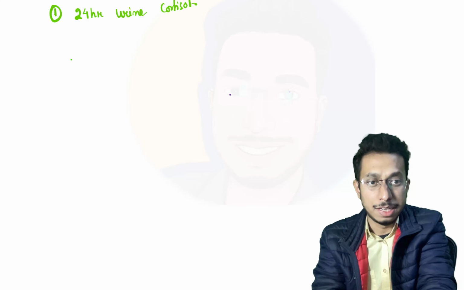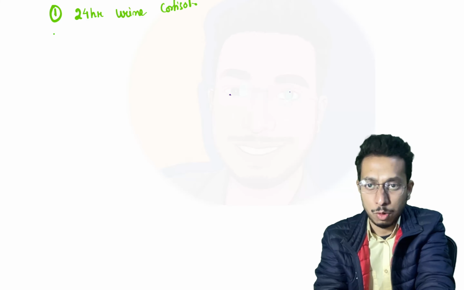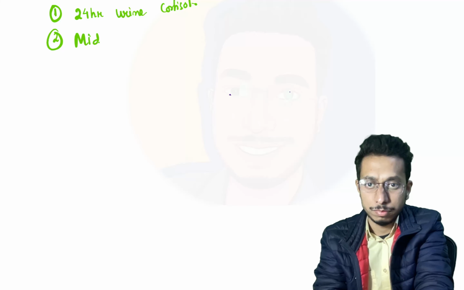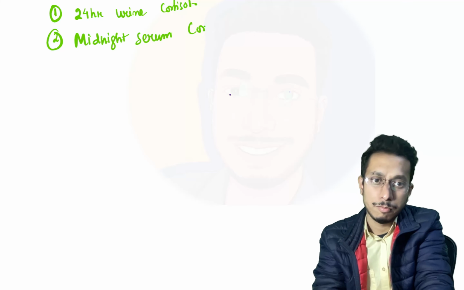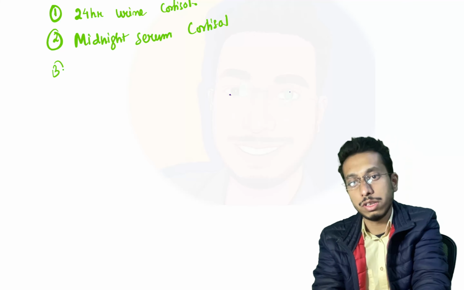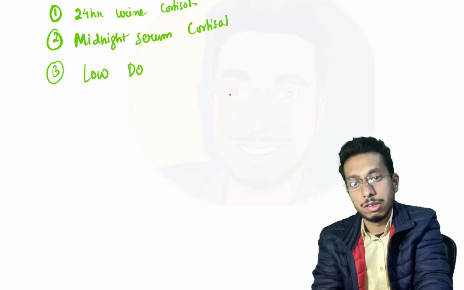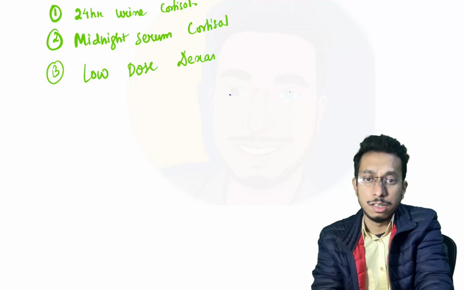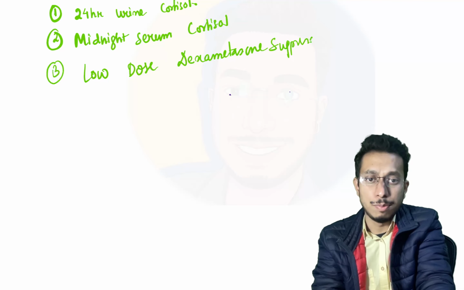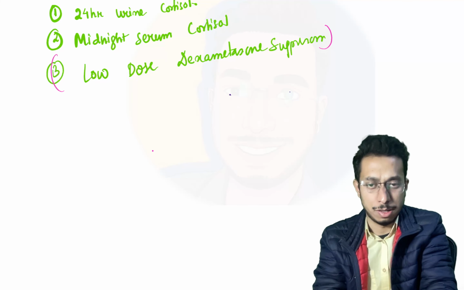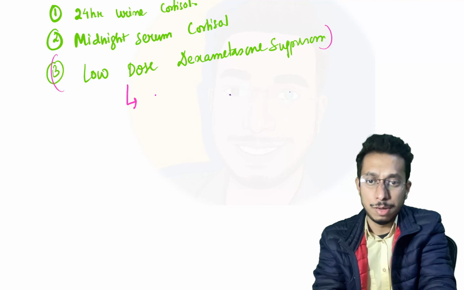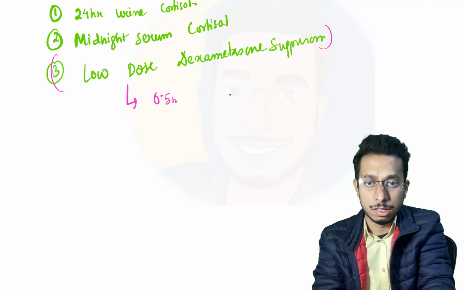checking for the midnight serum cortisol level, or after a low dose dexamethasone suppression test. So what is most commonly employed? Most commonly employed for the diagnosis or screening of Cushing syndrome is the low dose dexamethasone suppression test. What is done here? Here 4 tablets of 0.5 milligram dexamethasone are given as QID dose for 2 days.